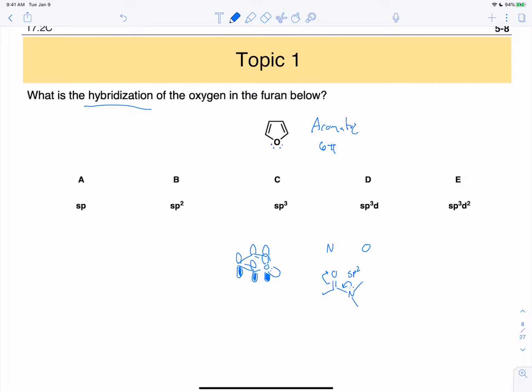And that usually will answer the question pretty quickly. The case of furan is somewhat unique in that it has one lone pair that is in the pi system and another lone pair that is not in the pi system. And so this would leave this as being sp2 hybridized. We'll circle an answer.